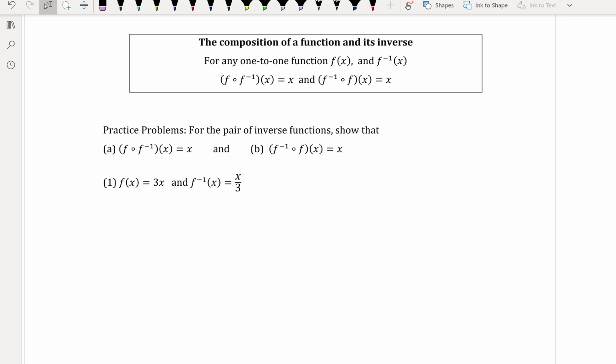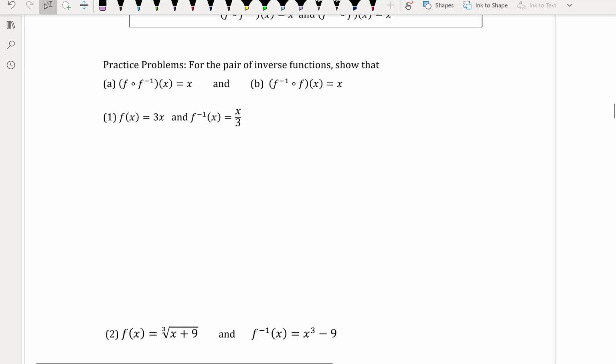It says for any one-to-one function f of x and its inverse f inverse of x, whenever I do the composition of them together, so f composed with f inverse, it's going to equal x. Now if I do the reverse, the inverse with the function, so the inverse of f composed with f with respect to x, it should just equal back to x, okay? So let's see. We want for this pair of functions, f and f inverse of x, to show that, hey, whichever way I work it out, it's going to be x when I compose them with each other. So let's think about that.